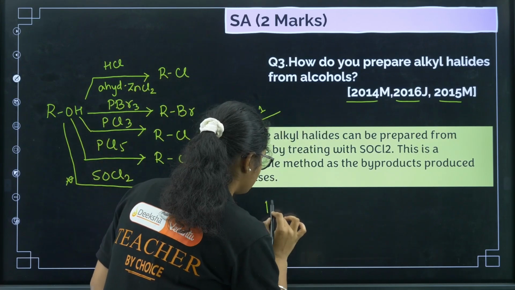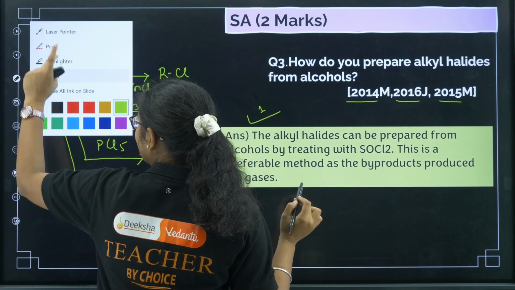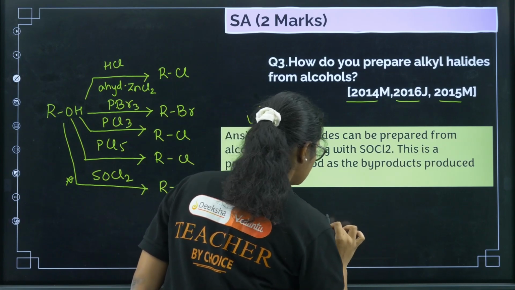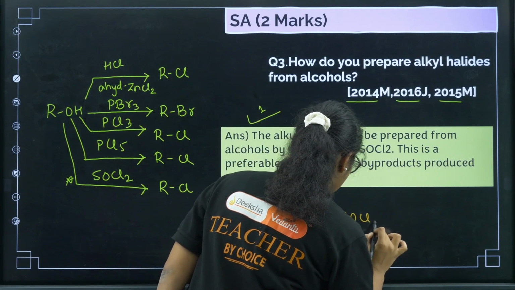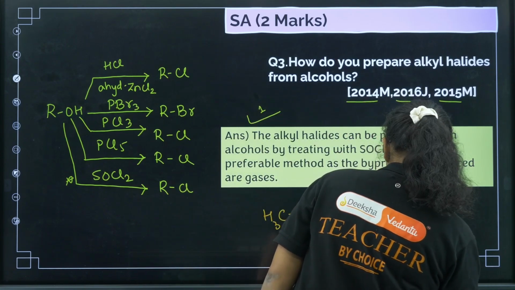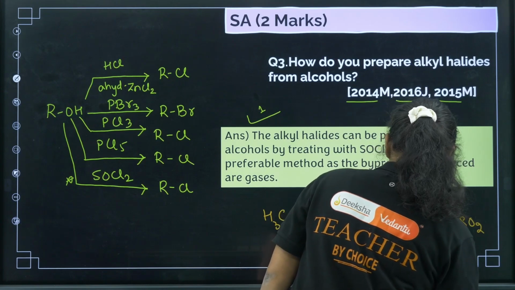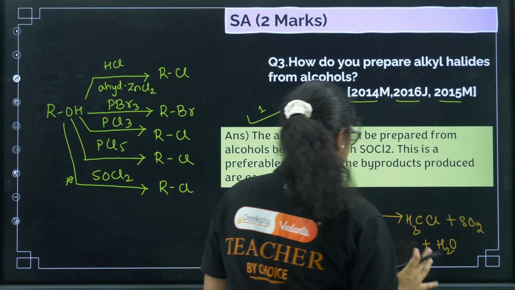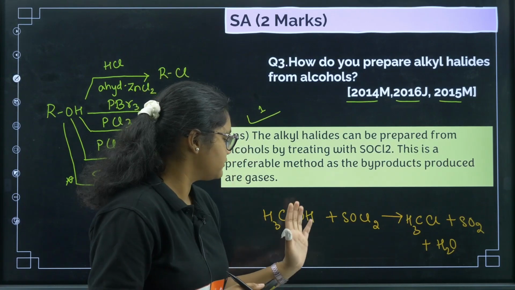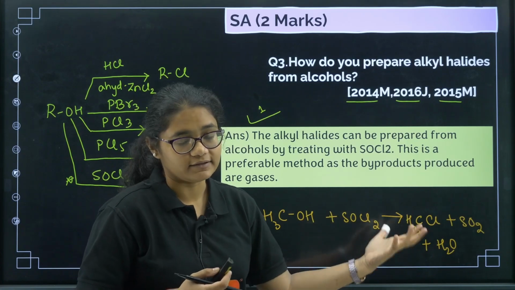Okay. Now after that you need to write the reaction. So do not write any R or X, use the complete, write an exact reaction. So I am writing like this: CH3OH plus SOCl2, okay, will give me CH3Cl plus SO2, okay, plus water. Byproduct you can write down. Okay, so that will be your byproduct, and all the byproducts produced here are gases, so it can be easily preferred method.